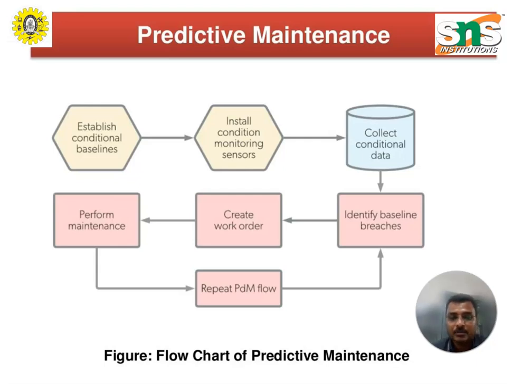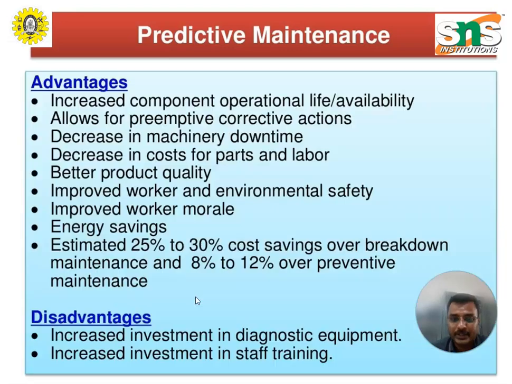And then if you have any problem in the collected condition data, you should find out the baseline where it is to be done. So it is to be collected, and then create a work order to maintain the machines, and then perform maintenance for the particular baseline which you collected from the machines. Later on, you repeat the PDM flow to complete this predictive maintenance.